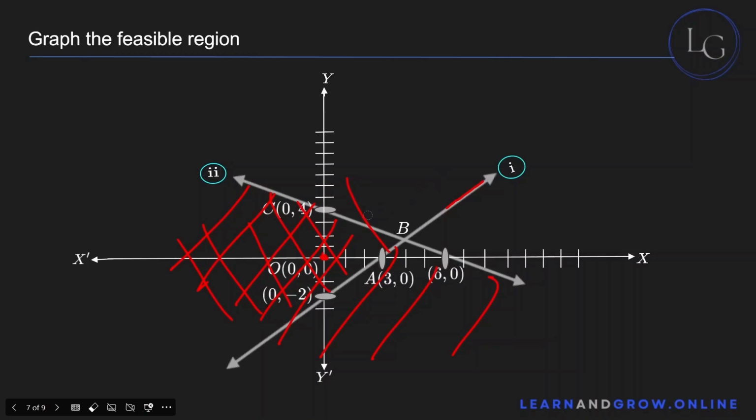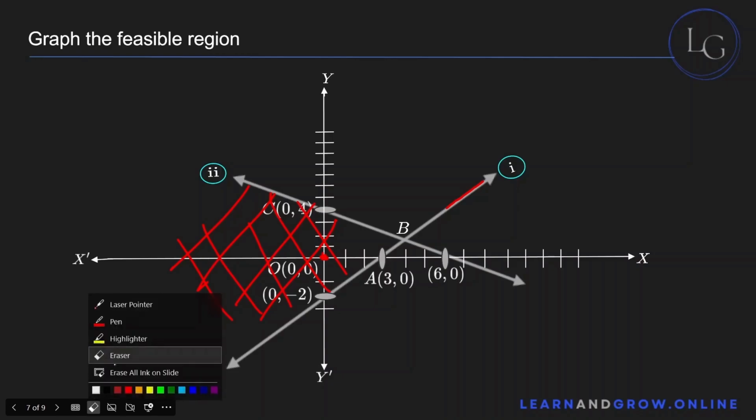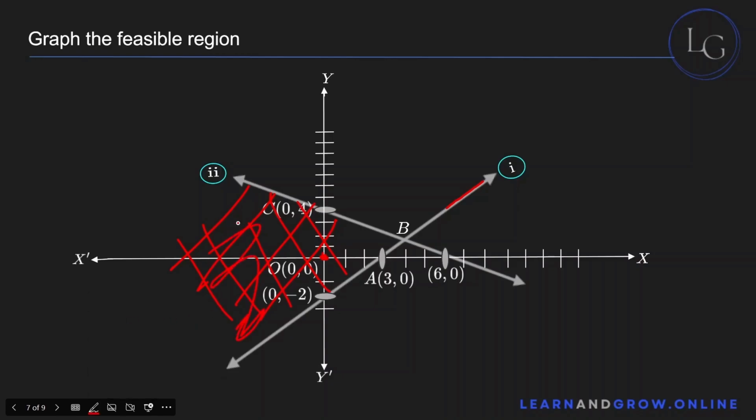So this does not lie in the solution set, and these do not lie in the solution set either. So this is the solution set, right? This entire region is the solution set. Now, we have to find the feasible solution set, right?